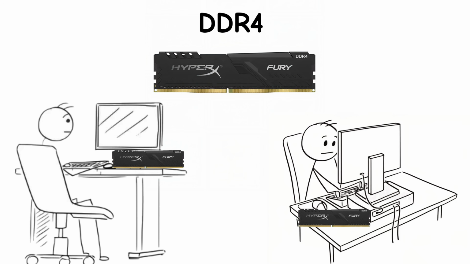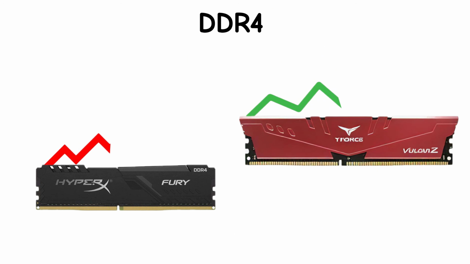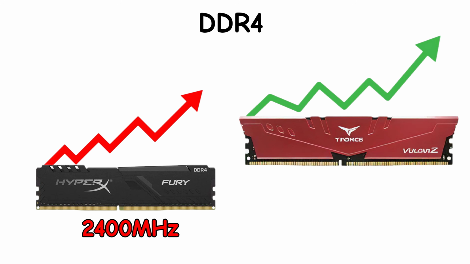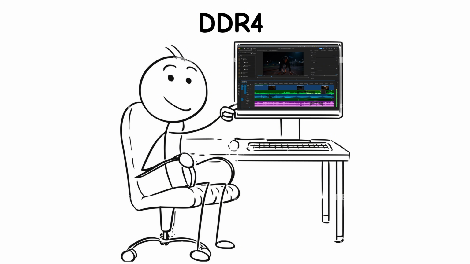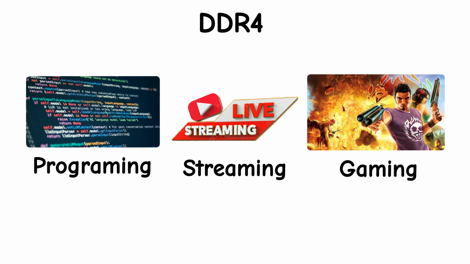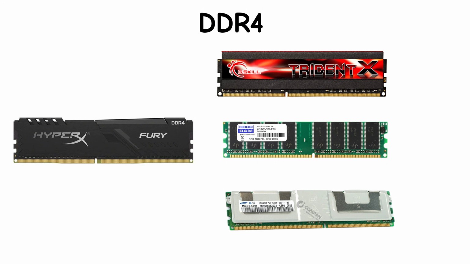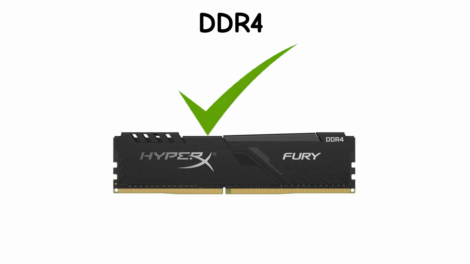DDR4. DDR4 came out in 2014 and became the standard for modern PCs for a long time. Common DDR4 speeds are around 2,400 MHz up to 3,600 MHz, and typical stick sizes are much larger, like 8 GB to 16 GB per stick. That made DDR4 great for video editing, programming, streaming, and AAA gaming. DDR4 also lasted a long time because it matched well with the software of its era, and it became so common that many people still use it today.